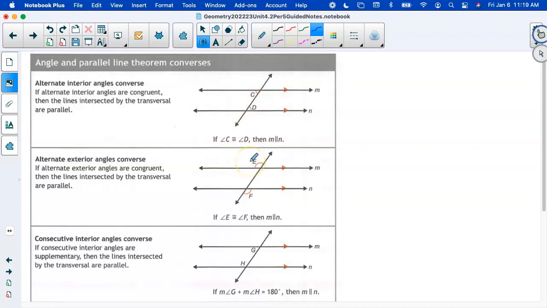Okay, alternate exterior. If alternate exterior angles are congruent, the lines are parallel. If consecutive, same side, interior or exterior angles are supplementary, then your lines are parallel.